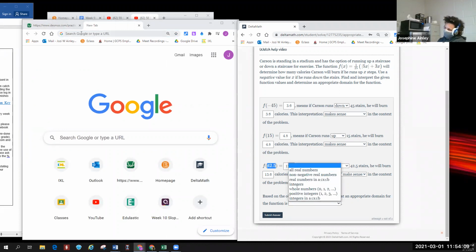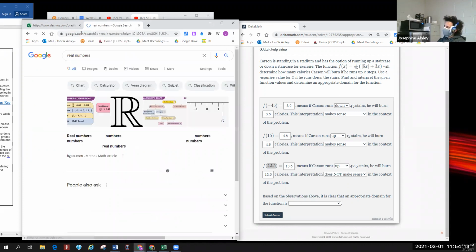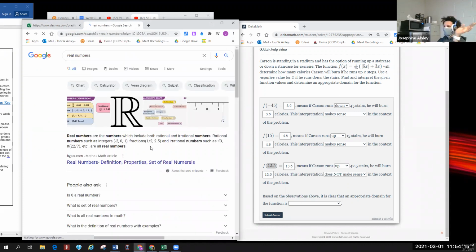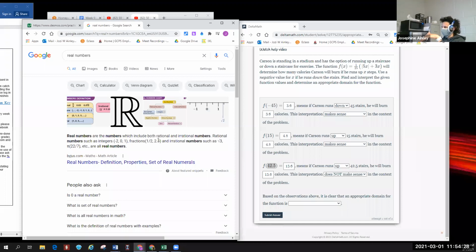You need to know what a real number is. You type in real numbers. Real numbers are everything you can think of, including fractions and decimals. It says real numbers are numbers which include both rational and irrational numbers. So that means whole numbers, fractions, decimals, radicals, anything you can think of, okay? That's what real numbers are.